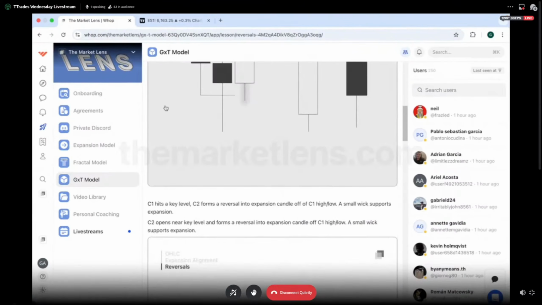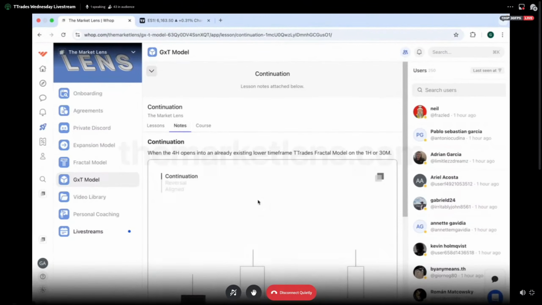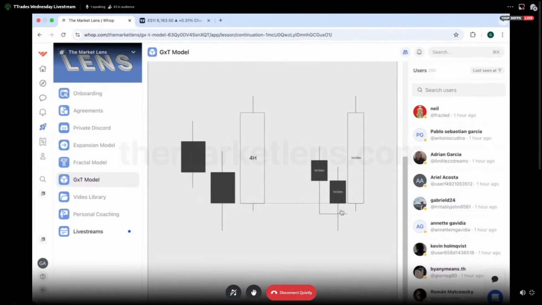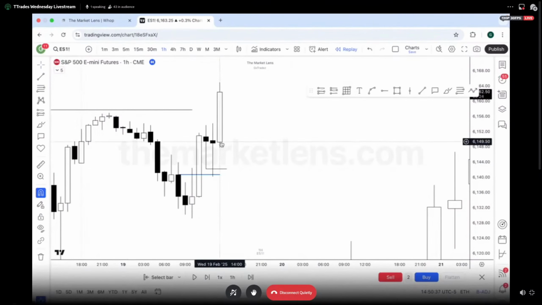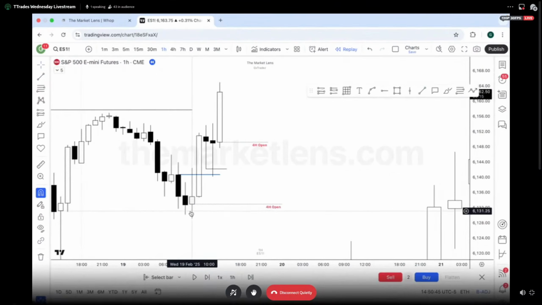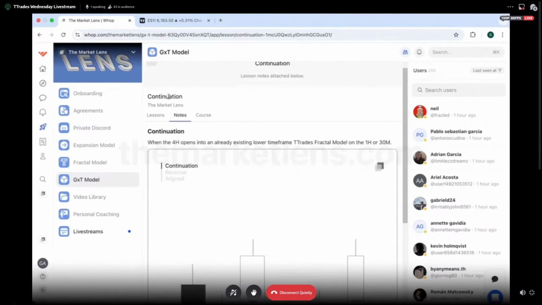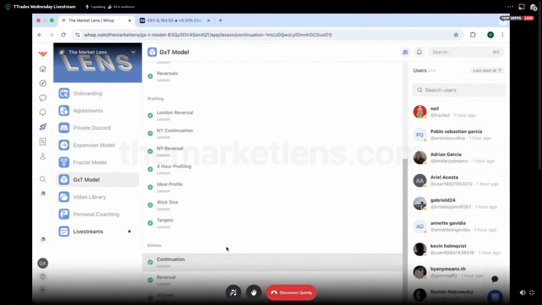So let me go back. Lessons. So the first one, 10 a.m., would be, oh sorry, this is 1400. We open up within a fractal model. Okay, you see that? Let me mark out the 10 a.m. open and the 4-hour open. Right, so here's the 10 a.m. reversal. Here's the continuation, right? And here's the reversal. Go back. Reversal.